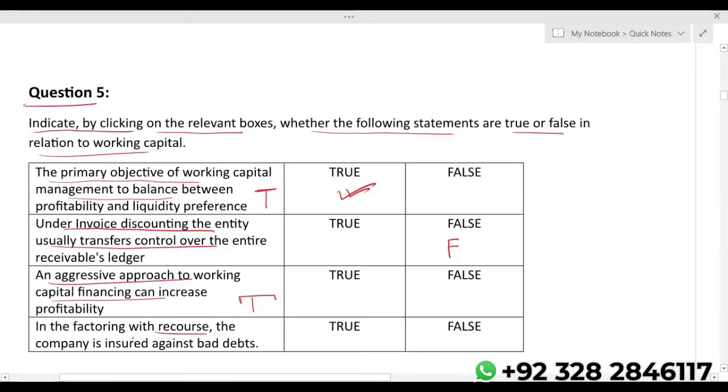In factoring with recourse, the company is insured against bad debt: false. In factoring without recourse, if it is non-recourse factoring, then your bad debts are insured. In the case of with-recourse factoring, the risk of bad debt belongs to the company, it does not belong to the factor organization.